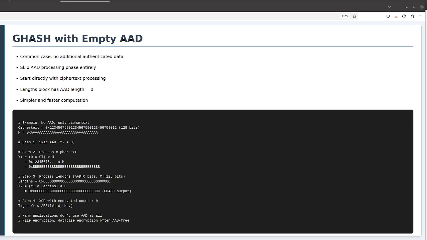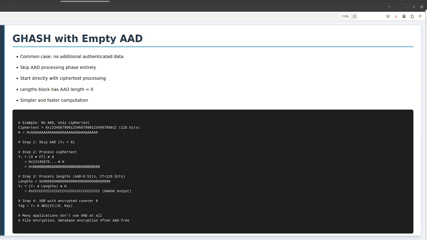GHASH with empty AAD. A common case in practice is when there's no additional authenticated data, meaning AAD is empty. Let's see how GHASH handles this case, which actually simplifies the computation. When AAD is empty, the AAD length is 0 bits. In the GHASH computation, you simply skip the AAD processing phase entirely and start directly with the ciphertext. Your initial accumulator Y0 is still 0, but your first actual computation is for the first ciphertext block.